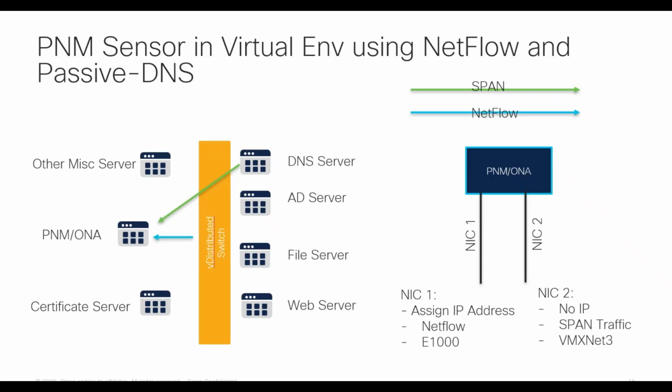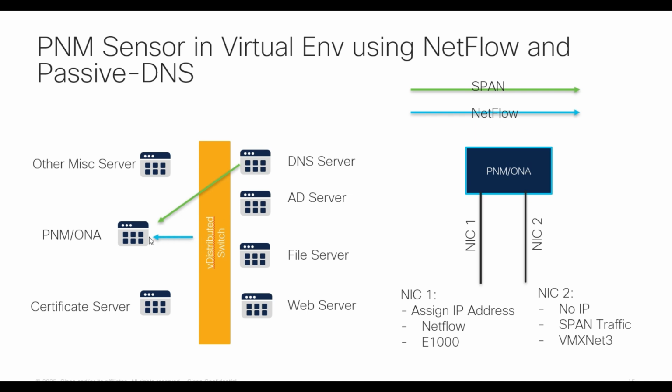And this is one way we can do it. So right here, you're looking at this. This is our little PNM sensor over here. We're working in an ESXi environment again with the virtual distributed switch. And the blue line here is representing NetFlow. So we're sending NetFlow from this virtual distributed switch.